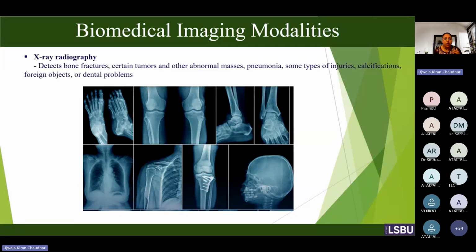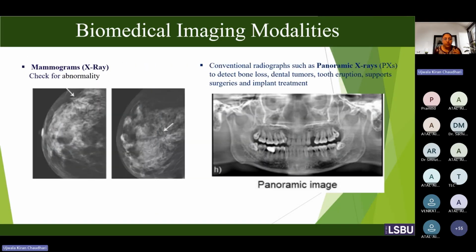Yeah, this is another kind of modality, X-ray radiography, which helps to identify bone fractures, certain tumors or abnormal masses, pneumonia, something of that sort. So you can clearly visualize the bones and any kind of abnormalities or fractures as such. Mammography, mammograph, again another kind of X-rays. Again, we can see some kind of abnormalities.